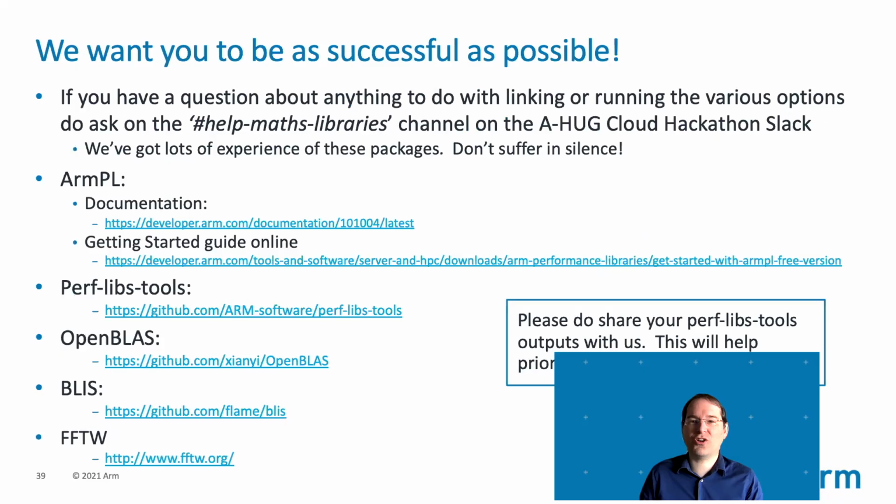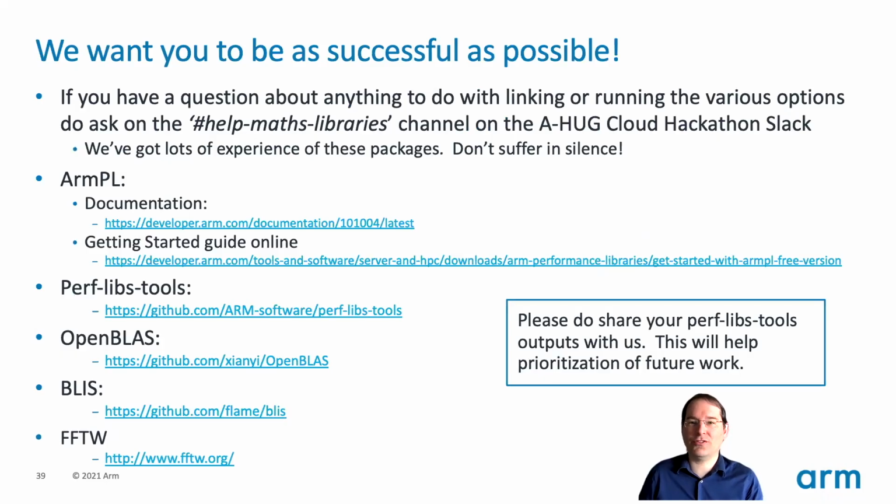Okay, that's been a nice quick tour of quite a few of these open source products. There's lots of information on the web for you. So ARM performance libraries, full documentation, and the getting started guides are on the web. You can download Perflibs tools from the GitHub site, and we are really keen that you share data with us. As much useful data as you can give us as possible. This helps us both with prioritization of our work, and also, as we mentioned, can help you identify where you can do better in your codes.